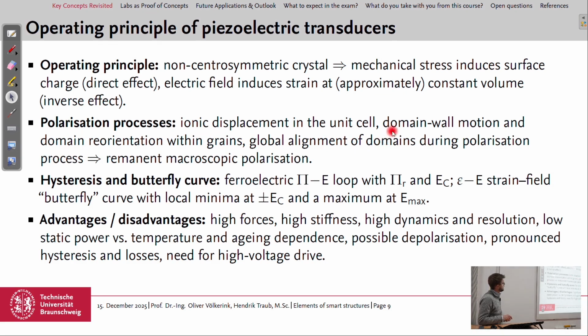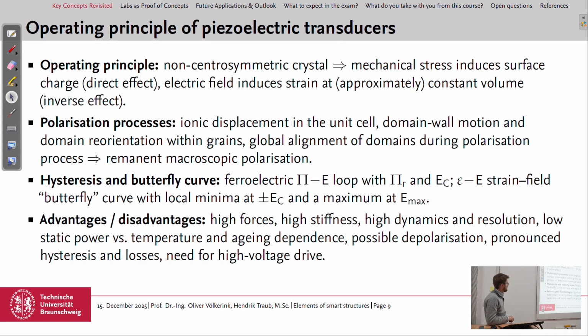During the polarization process, we have domain wall motion and domain reorientation within the grains, and we align globally the domains, so the dipole direction in the domains, so that we can use it on a macroscopic level, and we keep a remanent macroscopic polarization if we remove the field after polarization.